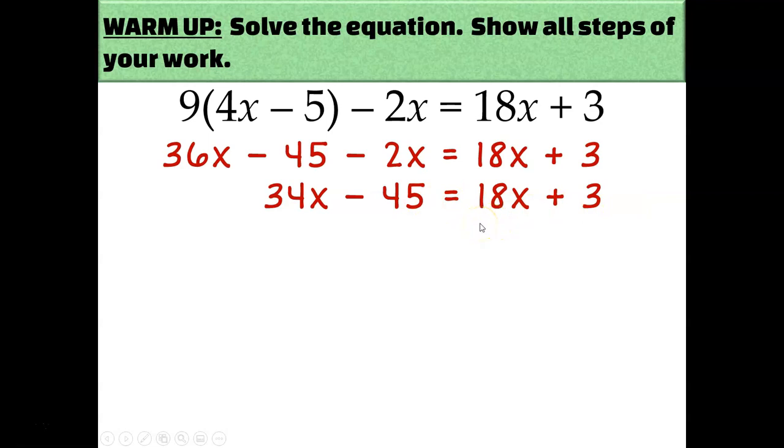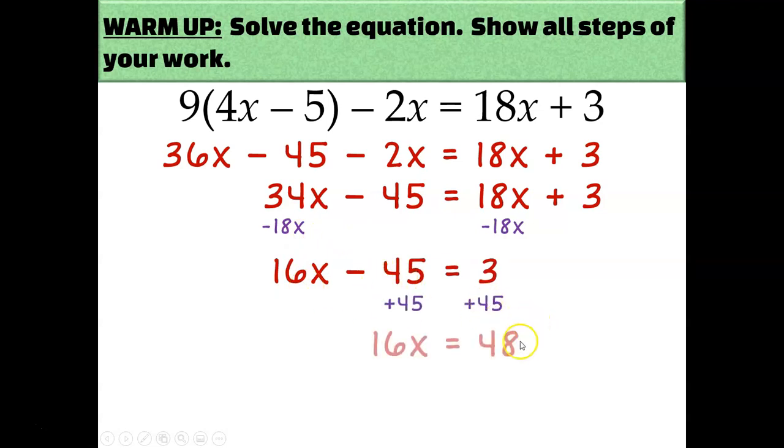Now my goal is to get x's together on one side, and constants, which is another word for the number that doesn't have a letter with it, together on the other side. So I'm going to start by subtracting 18x from both sides, and that gives me 16x. Then I'm going to add 45 to both sides, and that gives me 48. So now that I have x's all together on one side and constants all together on the other, I can divide both sides by the number in front of x to get to my answer of x equals 3.